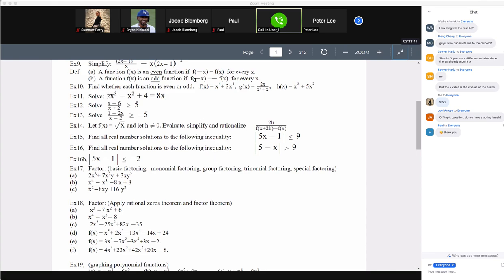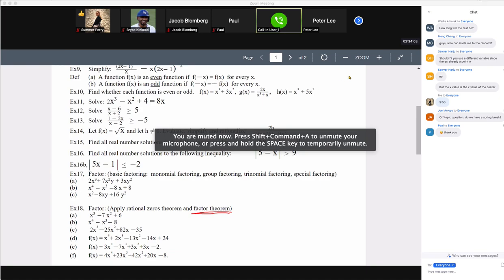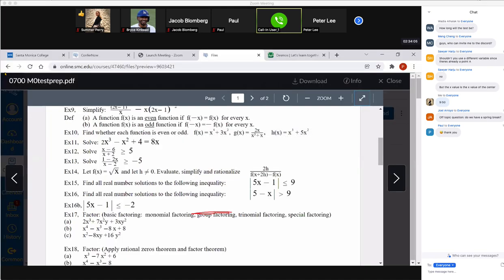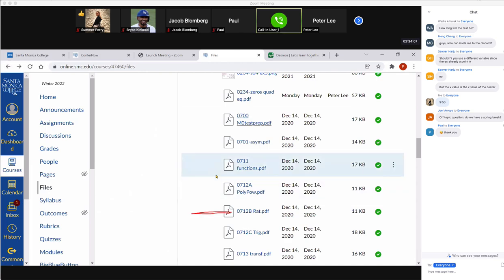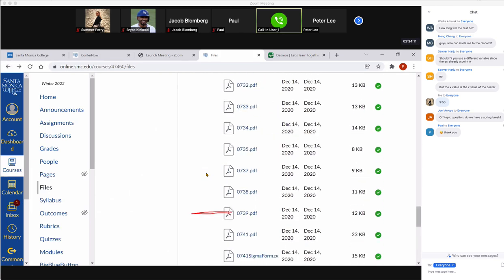Have you heard of this theorem here? Do all of you remember what the factor theorem is? Do you know what the factor theorem is, everybody? Could you quickly go over it? The factor theorem is one of the notes. So what I'm going to do is open up a file, the factor theorem. Where can you find this fact? Yes, the factor theorem is here.